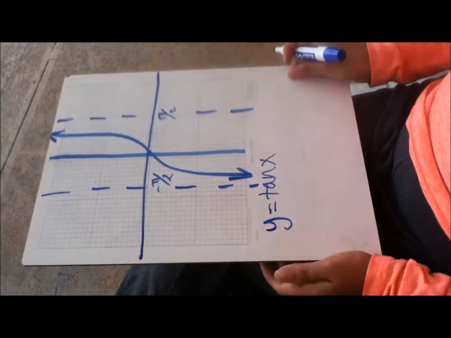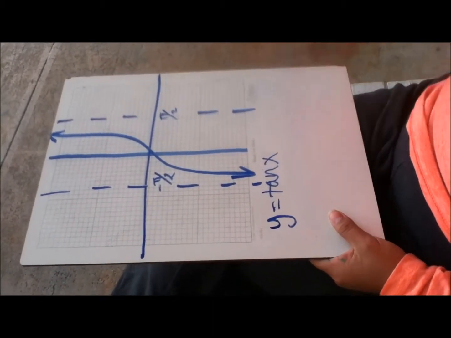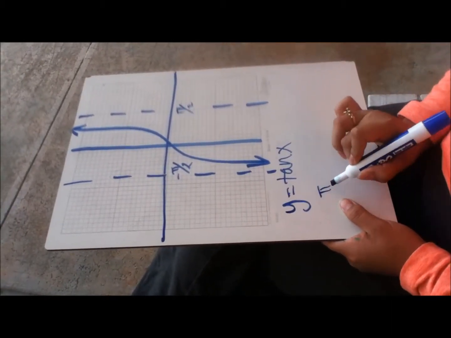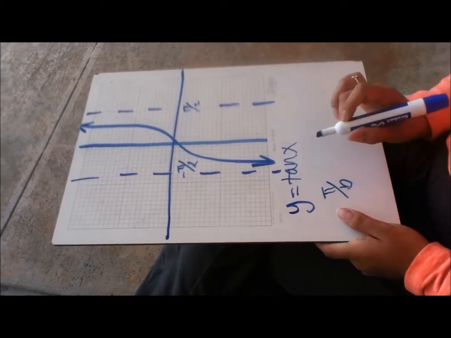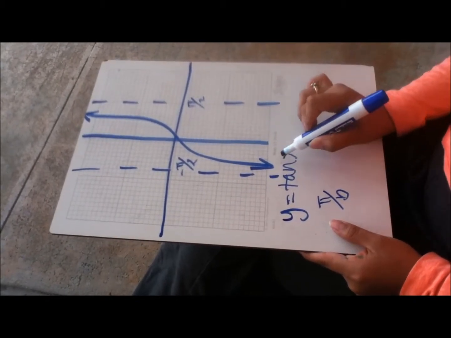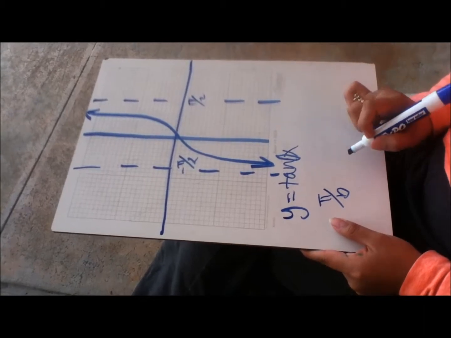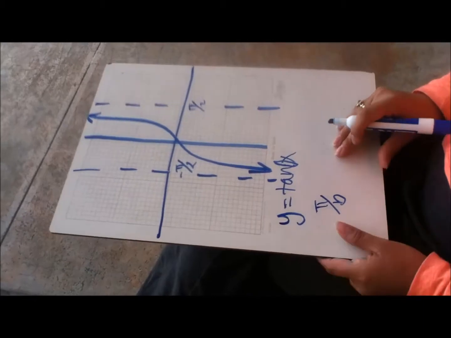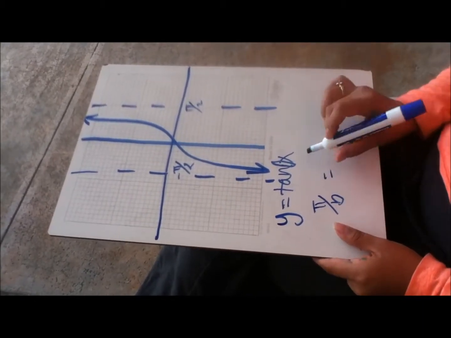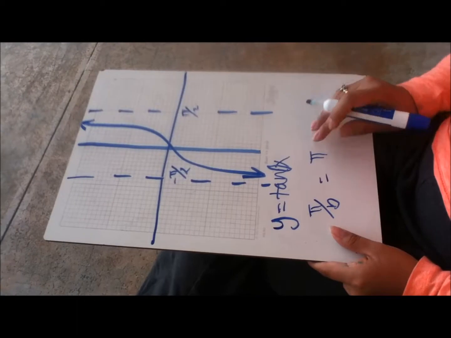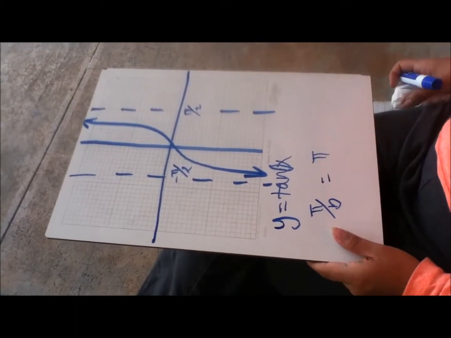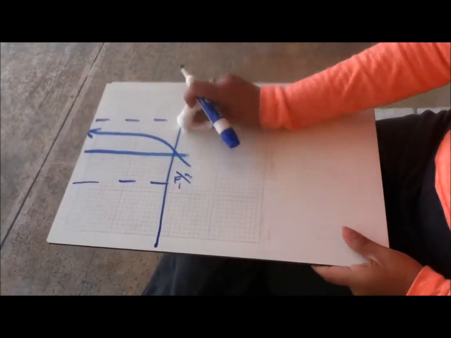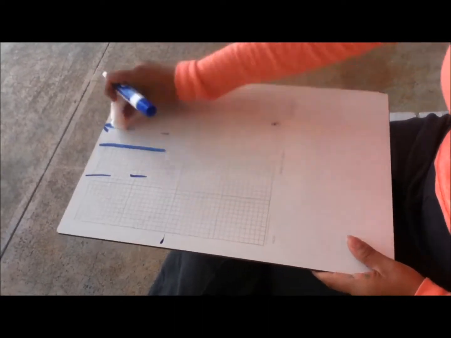But we have to remember that when we have to figure out our period, we have to use pi over b, meaning b is the number that's going to be in front of the x. So in this case it would be 1. So it's just going to stay like that. Pi over 1 is going to be pi. And that's the period for the parent function. But that will change as you change the equation.